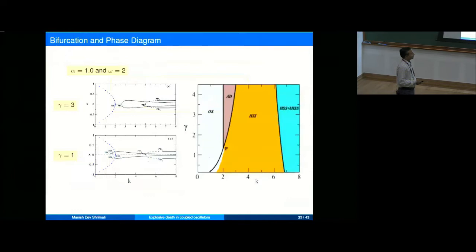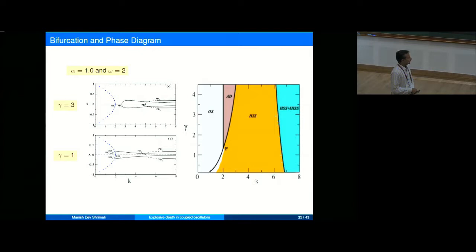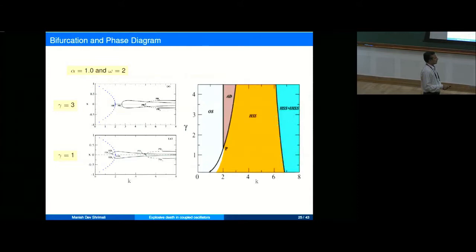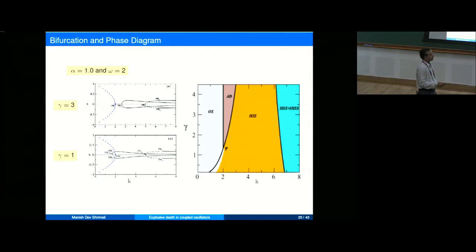So here, if you look at this two-parameter space, gamma, the decay rate of the environment, and K, the coupling strength, you can identify different regions: an oscillatory state, an amplitude death state, a homogeneous steady state, and the coexistence of homogeneous and inhomogeneous steady states. These states are created because of the coupling. At gamma less than some critical point, there is a transition directly from the oscillatory state to the homogeneous steady state. This shows that there is an explosive death transition.